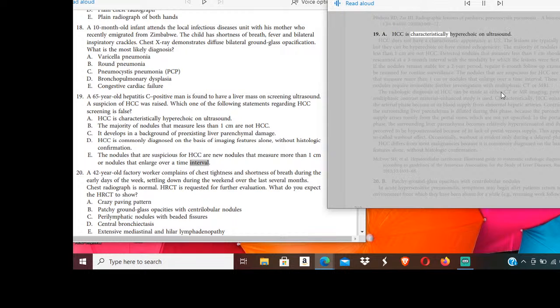19. A. HCC is characteristically hyperechoic on ultrasound. HCC does not have a characteristic appearance at US. The lesions are typically hypoechoic, but they can be hyperechoic or have mixed echogenicity. The majority of nodules that measure less than 1 centimeter are not HCC.